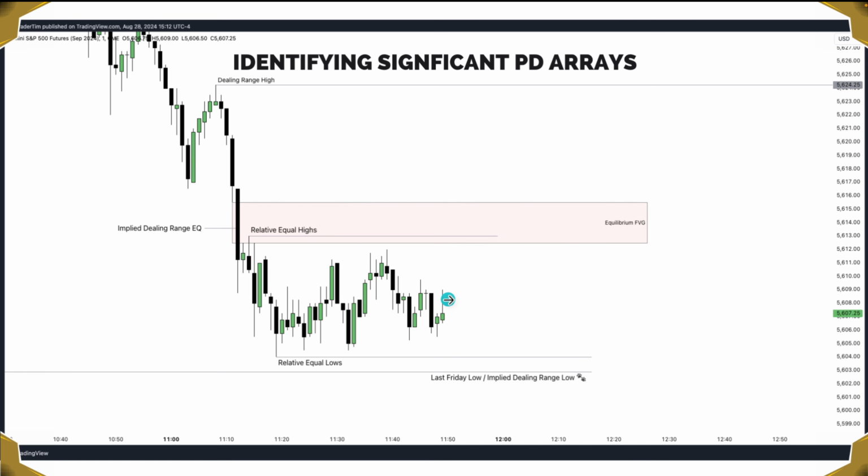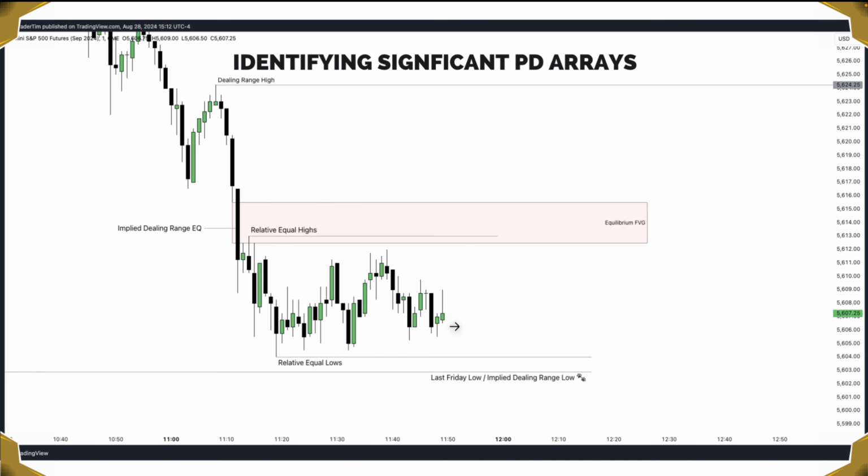So right here, I'm saying, on top of everything we've already said, I want to see price run up first, leave as much engineered sell side liquidity as possible, purge these relative equal highs, right? And why is that important as well? It's the equilibrium fair value gap. So this is a significant inefficiency. The first fair value gap right at equilibrium of this refined intraday dealing range.